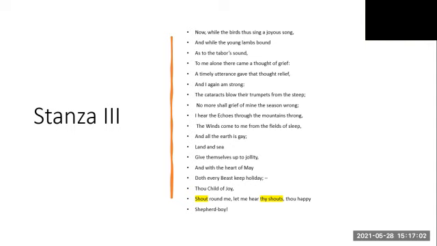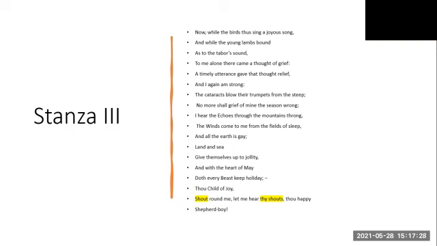And with the heart of May doth every beast keep holiday. May is usually in England the best month of the year. It's spring. So even beasts are on holiday.